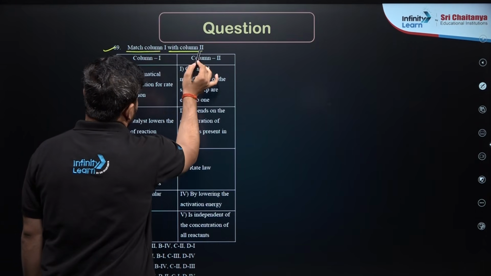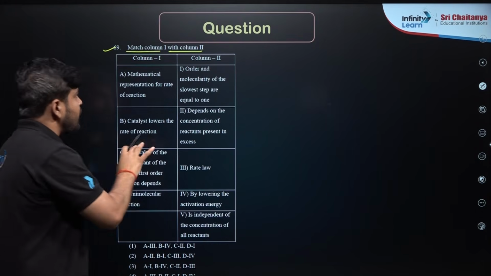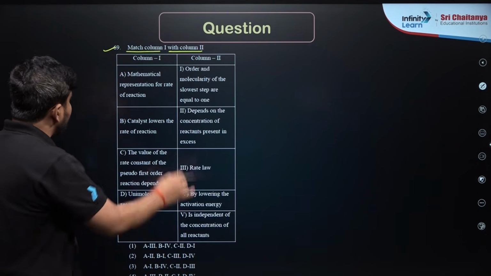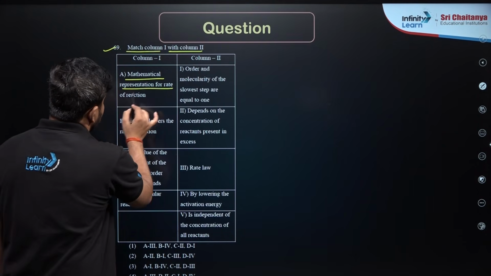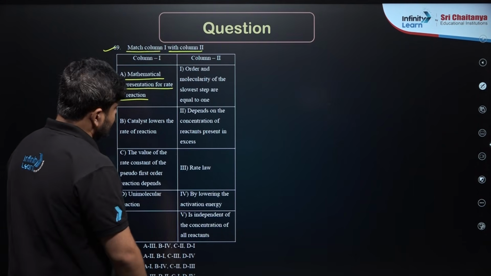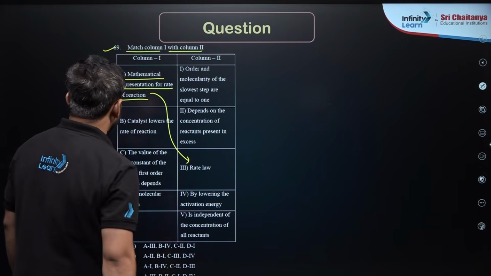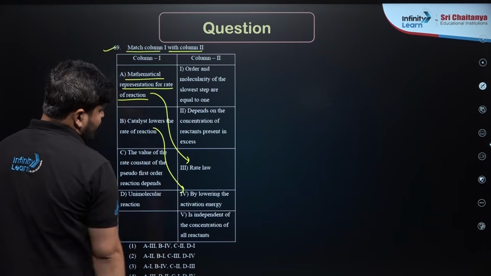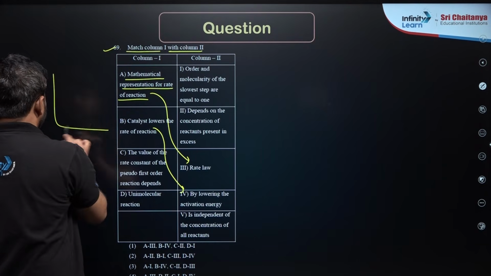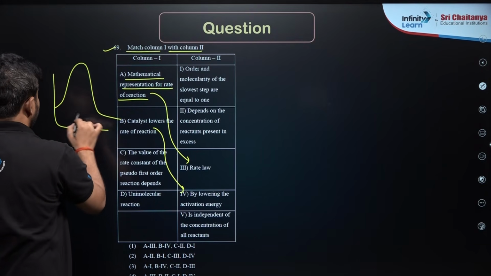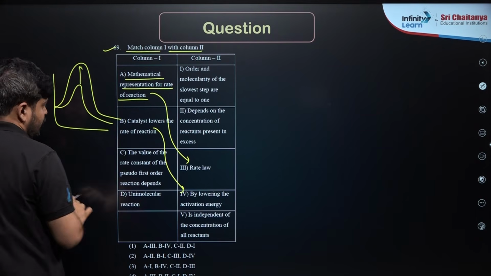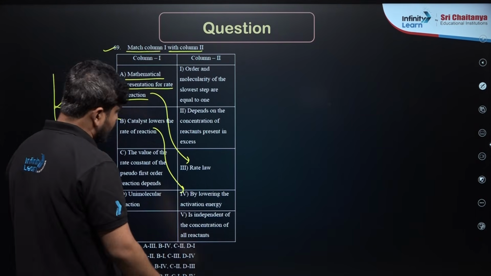Match column first with column second. Here, what is given? Mathematical representation for a rate of reaction. So this is basically what we call the rate law. Catalyst lowers the rate of reaction by lowering the activation energy, because you know the graph, yes or not? Without catalyst it goes like this, with catalyst it goes like this. So this is going to lower the activation energy. You know this point very well.